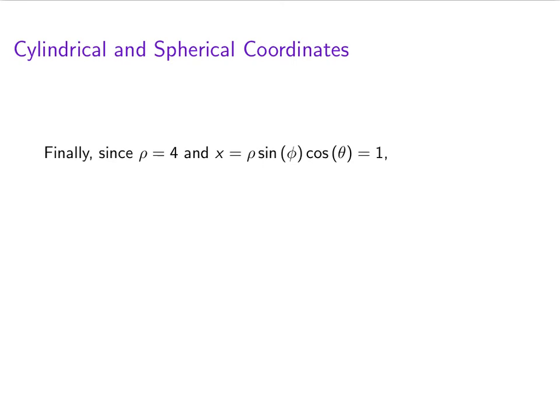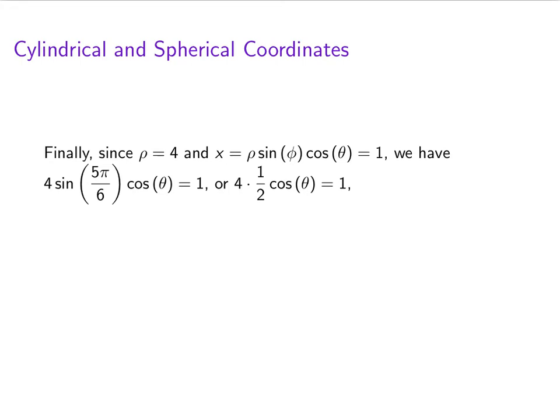Now the last thing we need to do is we'll take rho equals 4, and now x equals rho sine phi cosine theta, and we know that's equal to 1, right? We're given that x is equal to 1. And we've now computed that phi is 5 pi over 6, so let's plug everything in. And that enables us to solve for cosine theta. Cosine theta will be equal to 1/2, and that tells us that theta is equal to pi over 3.